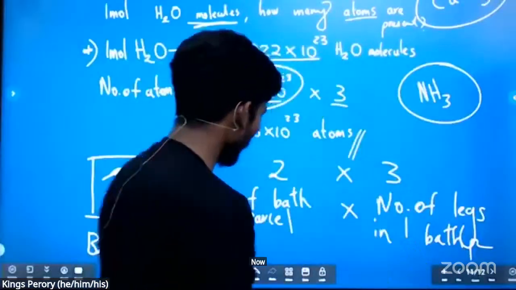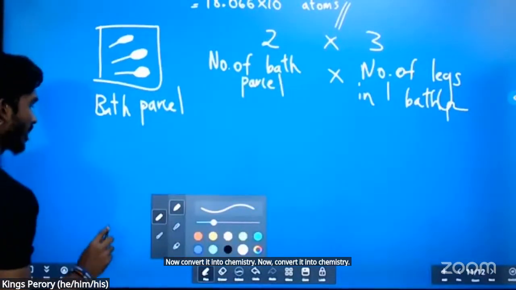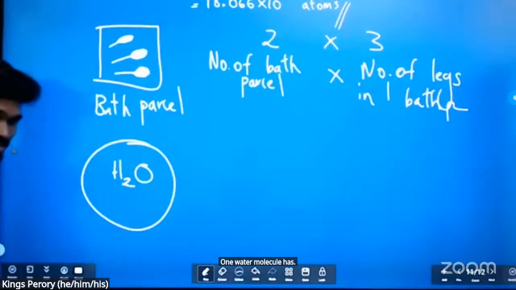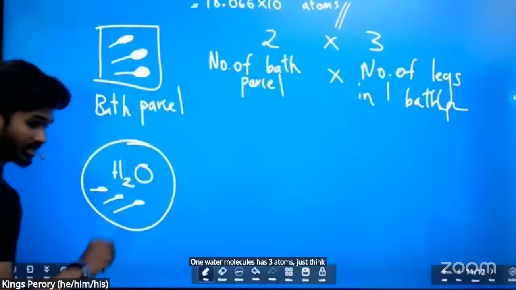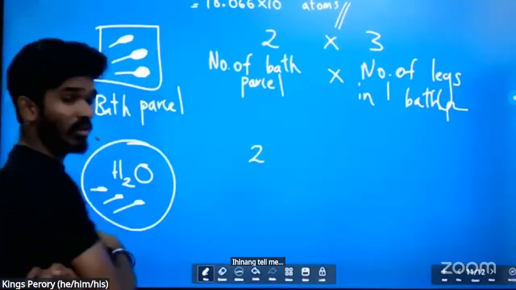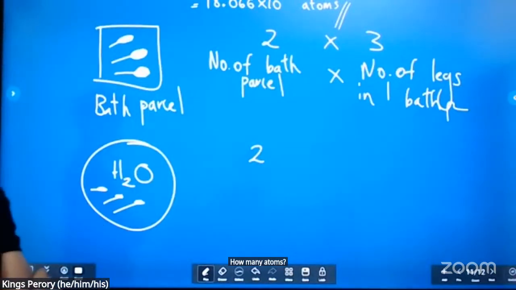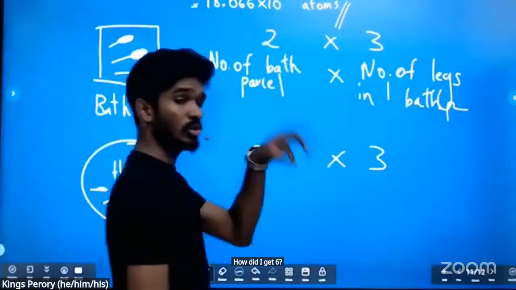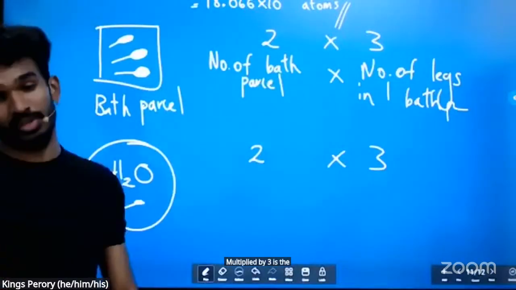Now convert it into chemistry. One water molecule has 3 atoms. Just think like 3 chicken leg pieces. Tell me, 2 water molecules, how many atoms? 6. How did you get 6? 2 multiplied by 3. 2 is the number of molecules, multiplied by 3, the number of atoms in one molecule.